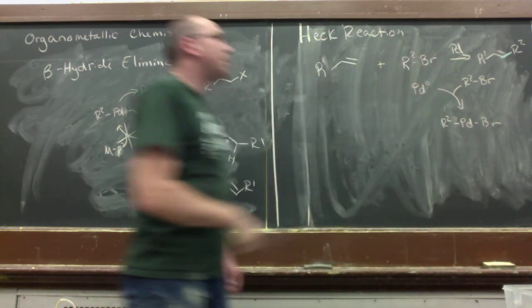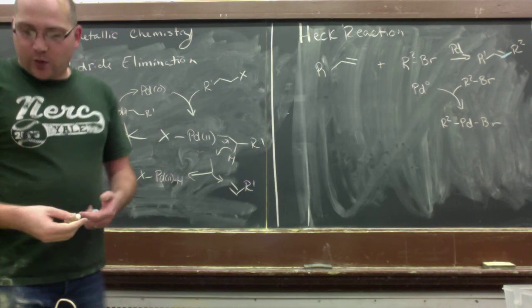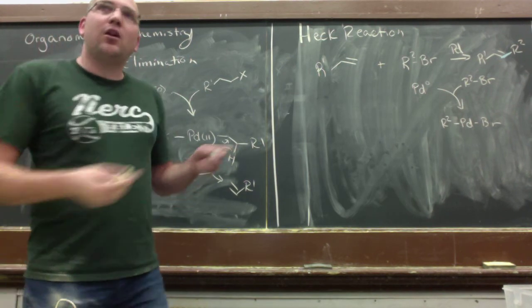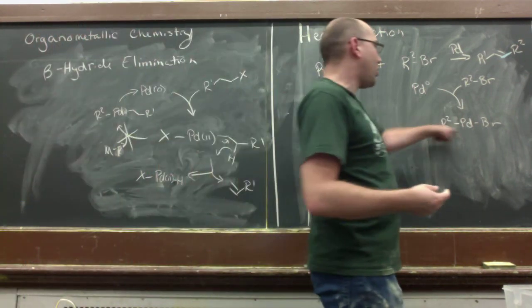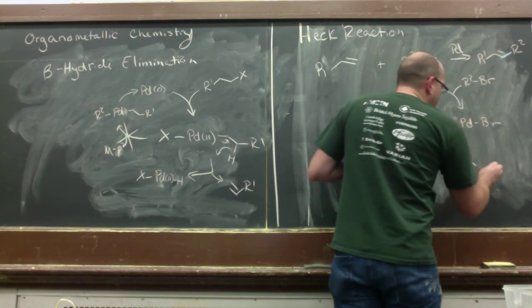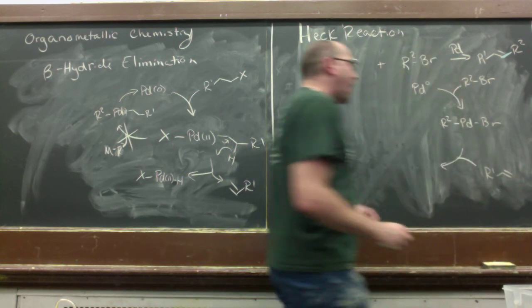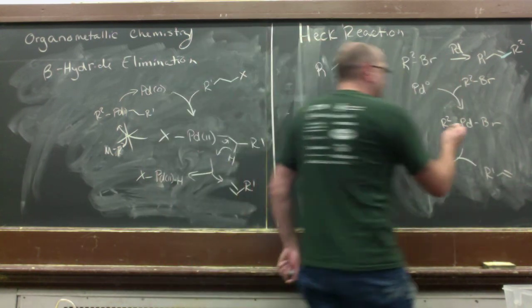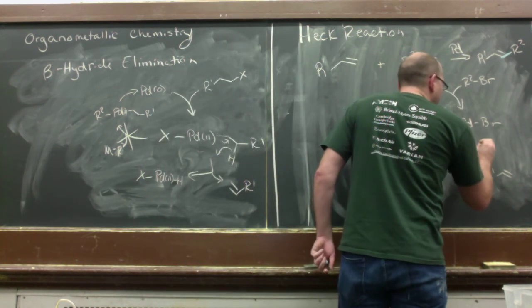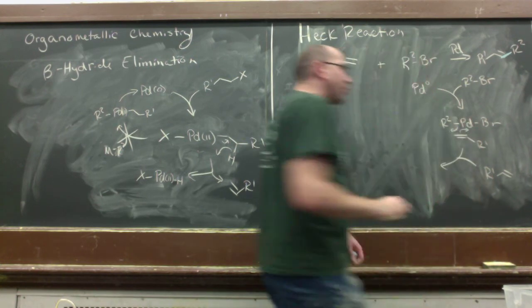Okay? But now instead of the metal, what we're going to have is the alkene. And what can happen is that the metal-carbon bond can actually add across the alkene. So if we take this and we treat it with an alkene, what will happen is we'll actually add across that bond. Okay? Sort of the way that I've shown here.